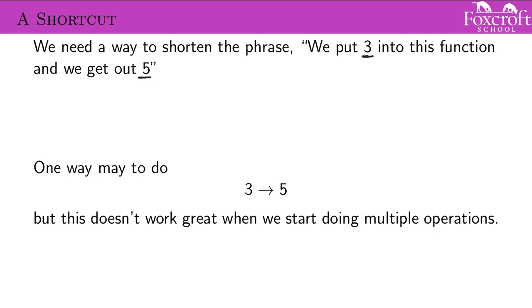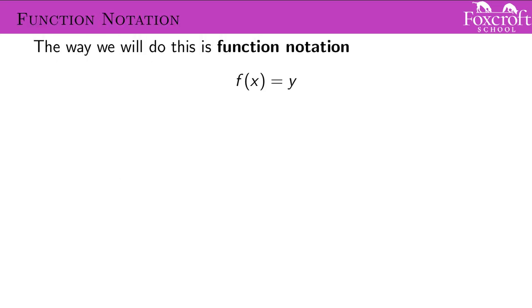One way you could do this is just use the little arrow. So I actually did this in the function video. 3 goes to 5, so when I put in 3, I get out 5. And that kind of makes sense, but it's not going to work too well once we start doing things. So once I want to take this and add stuff to it or multiply it, it doesn't really quite work anymore when we're doing all algebra stuff mixed with our function. So we do want a way to shorten this notation and make it easier to look at. And the way we're going to do it is called function notation.